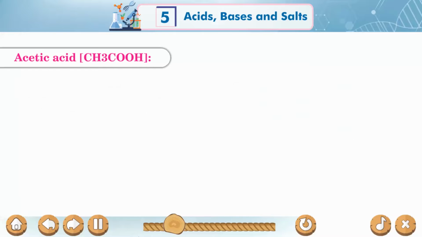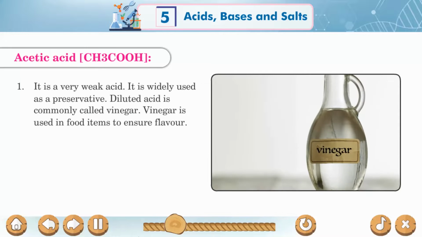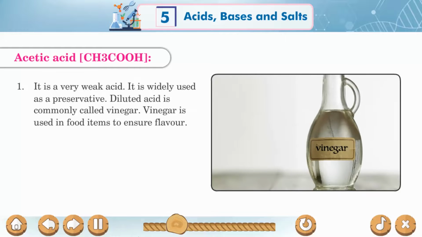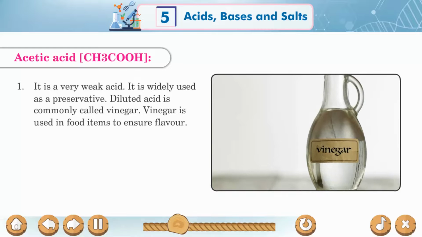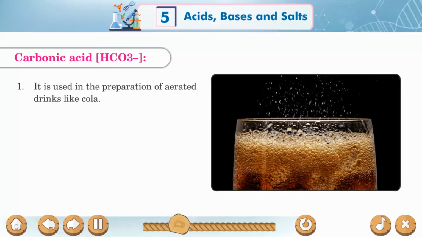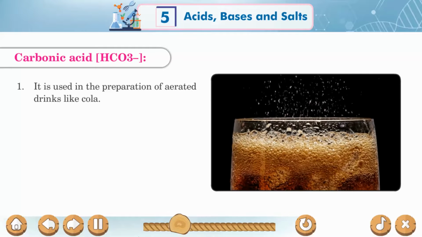Acetic acid, CH3COOH. 1. It is a very weak acid. It is widely used as a preservative. Diluted acid is commonly called vinegar. Vinegar is used in food items to enhance flavor. Carbonic acid, H2CO3. 1. It is used in the preparation of aerated drinks like cola.